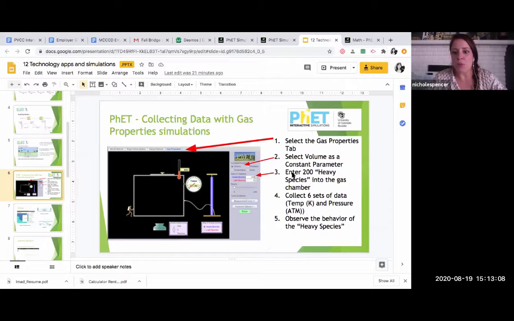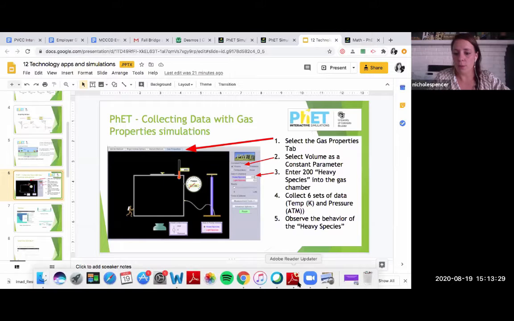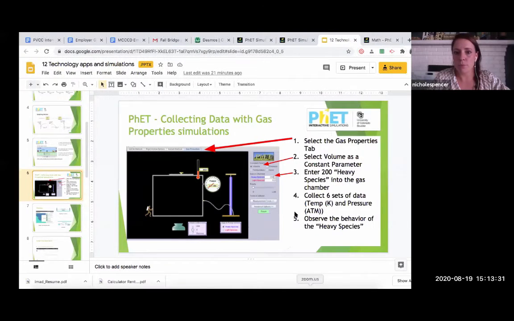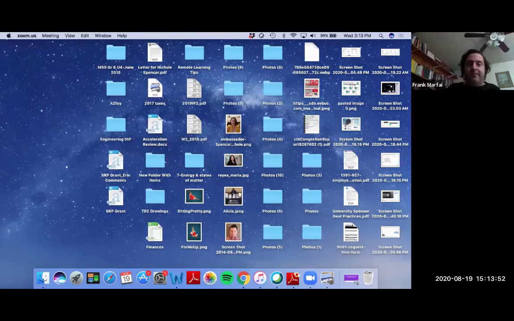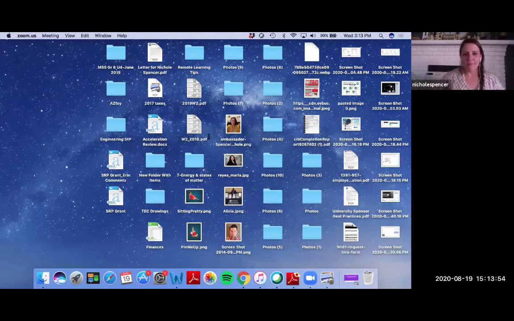So same thing with volume. Could we change that? And there are different gas laws that we could explore here, but for the sake of the call, let's just try this one. And we can all collect data and then come back and see what we have. So let me put this into the chat. Go back to my Zoom here. Okay, there we go.